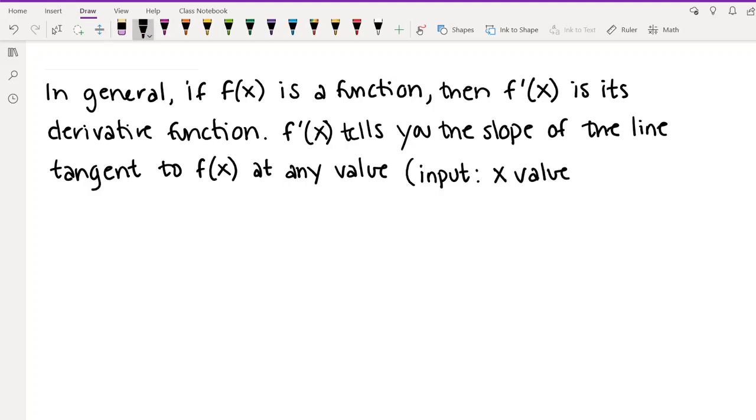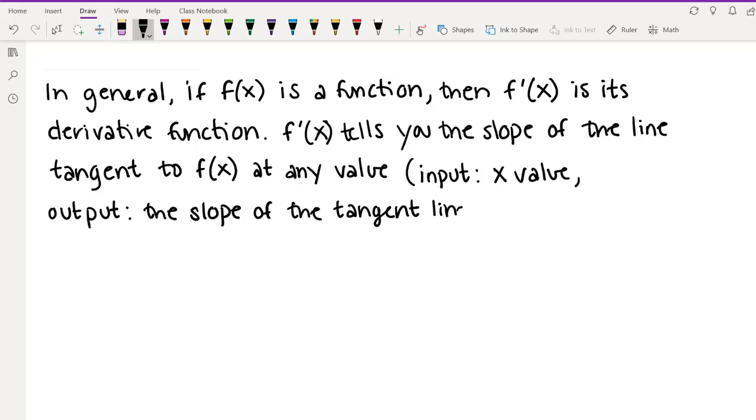And the output of the function is the slope of the tangent line to your original function, to f of x, at that x value. That's exactly what we saw in that previous example. And so how do you find f prime of x?